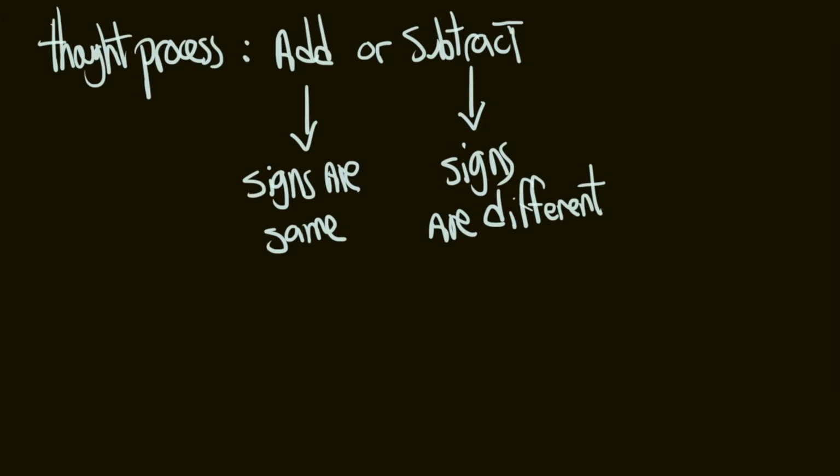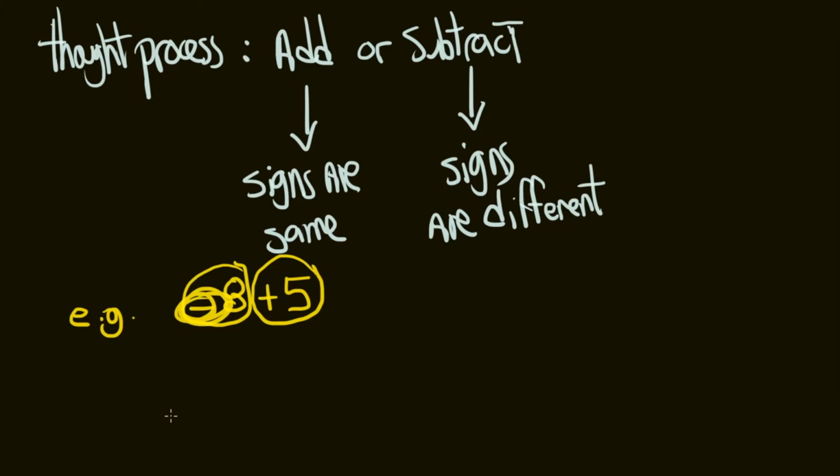Signs are different. Let's see some examples. Example, let's just say you had -8 plus 5. Are my signs different right now? Yes, they are different. So we would subtract. Also, remember, the very first thing in your thought process, you would ask yourself, is my answer going to be negative or positive? Which number is bigger, 8 or 5? 8. Okay, I'm going to take that sign. So my answer is going to be negative.